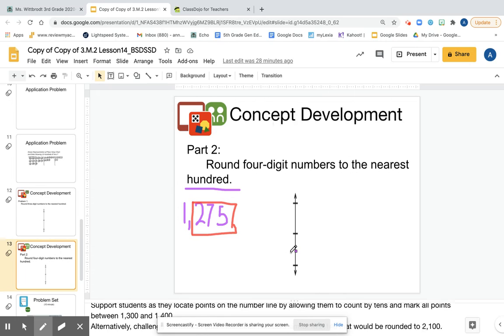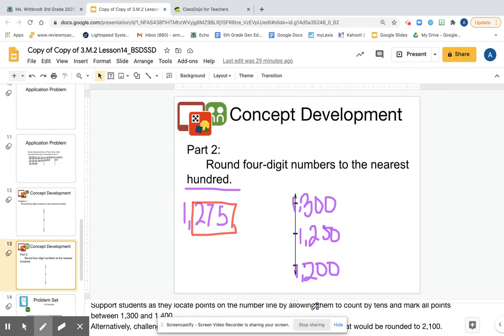So 275, I know the 200s that's between is 200 and 300. And the midpoint between 200 and 300 is 250. But I don't want to forget that I am still working with this 4-digit number, and so I still need that 1,000 in front. All right, so rounding to the nearest hundred, 275.